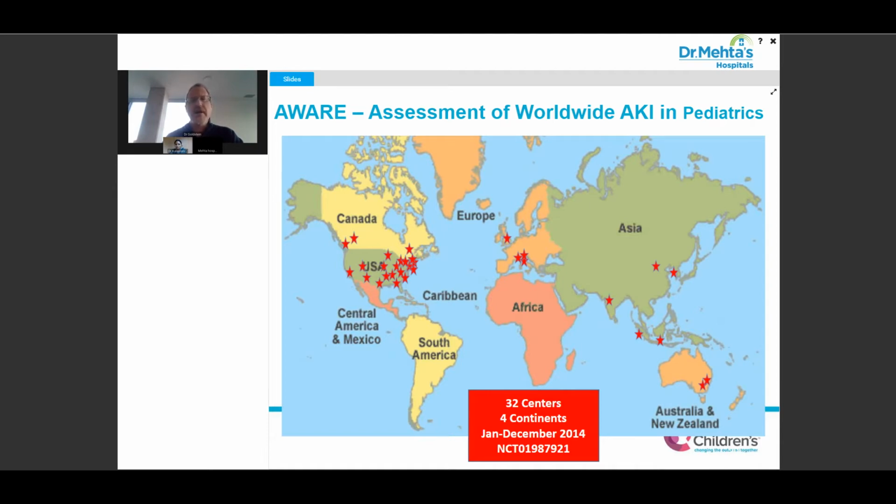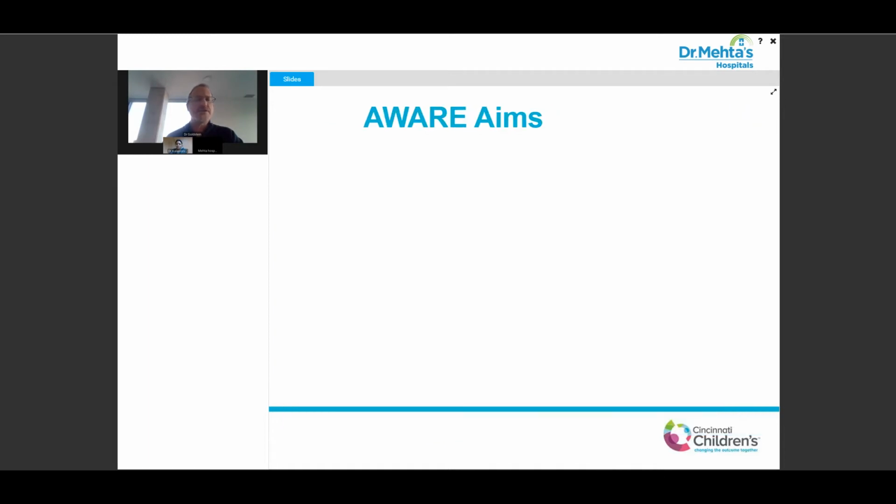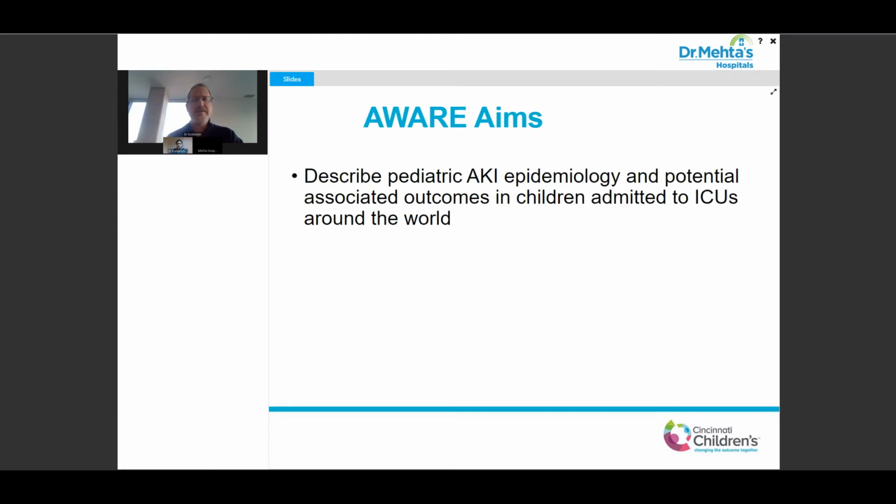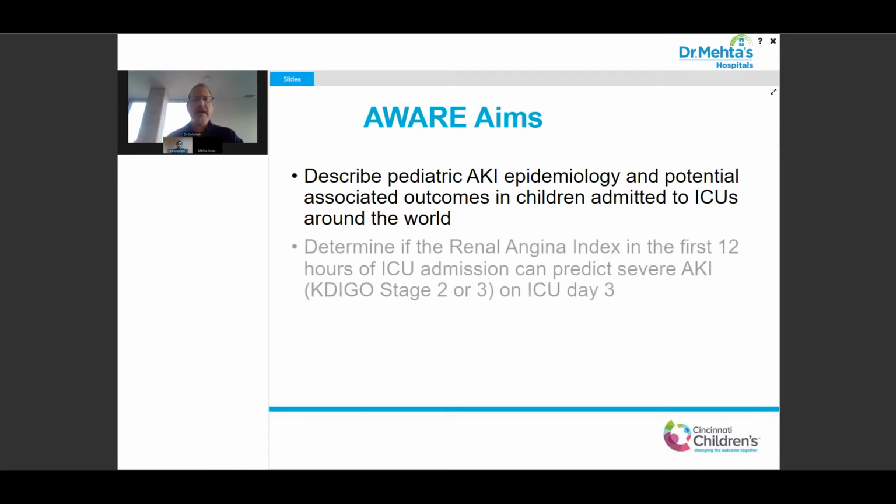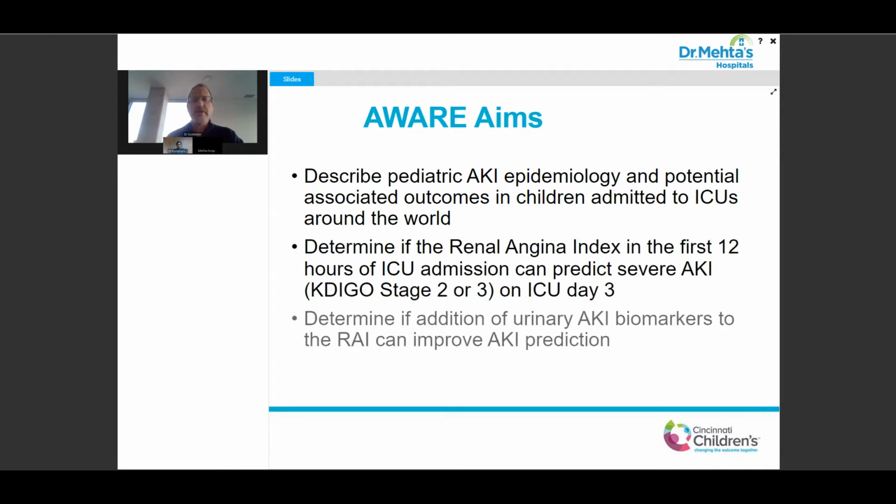The aims were to describe pediatric AKI epidemiology and the associated outcomes in children admitted to ICUs around the world. And then we had a couple of other aims to look at the renal angina index to predict AKI severity or presence, and the determination if biomarkers could improve AKI prediction. And I won't go into those aims today.